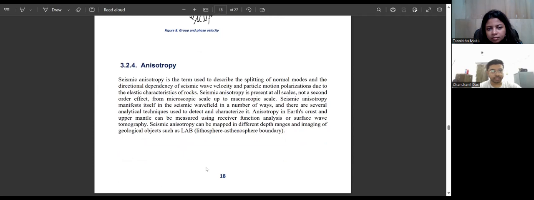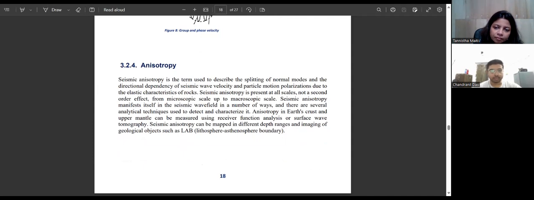Next, the anisotropy, which concerns the subsurface anisotropy that exists in that area. It is present at all scales, not a second order effect, from microscopic scale up to macroscopic scale. The seismic anisotropy mainly manifests itself in the seismic wave field in a number of ways, and there are several analytical techniques that we can use to detect and characterize it.